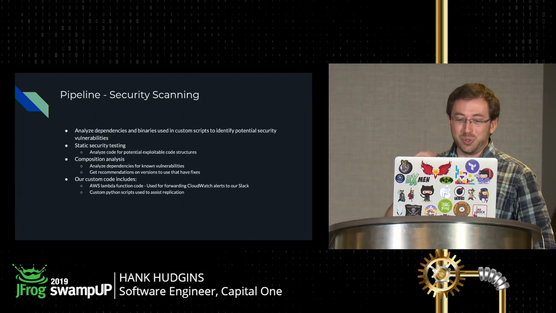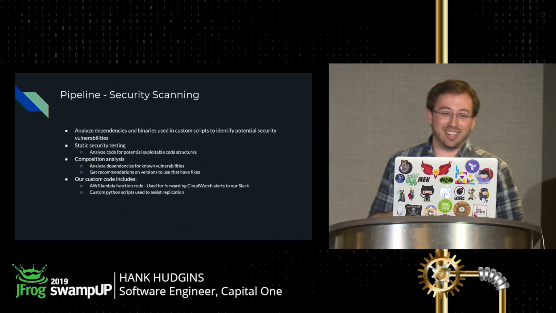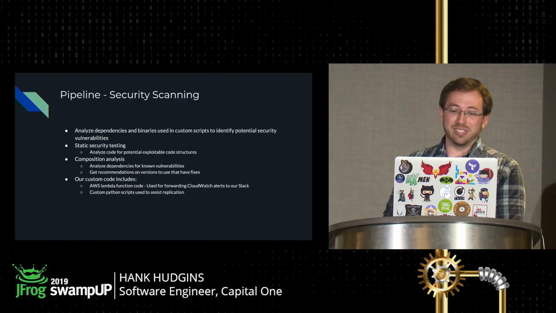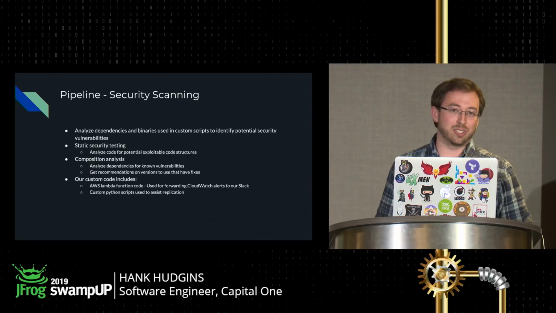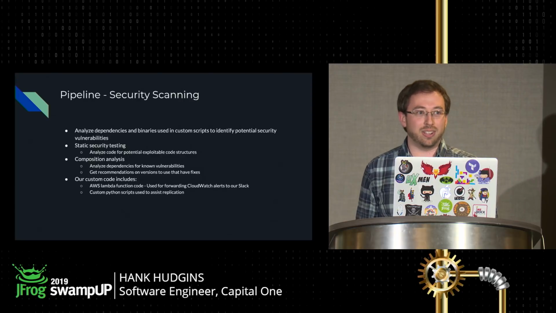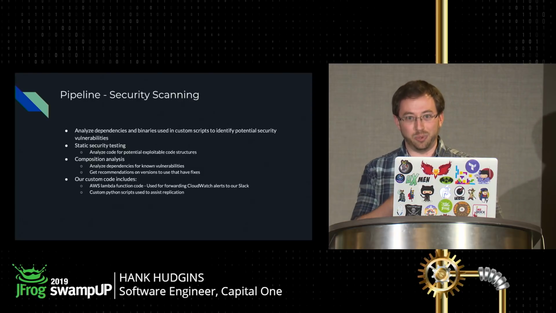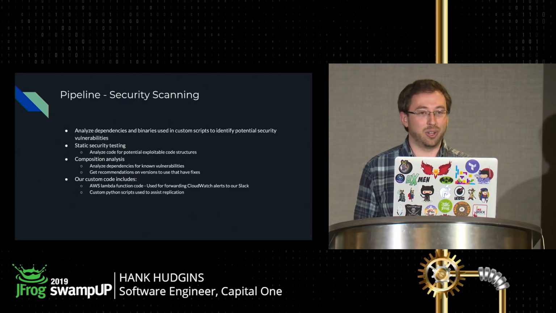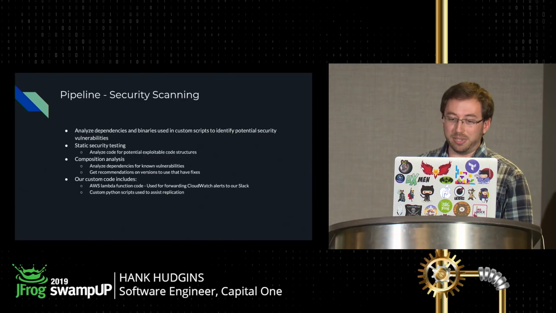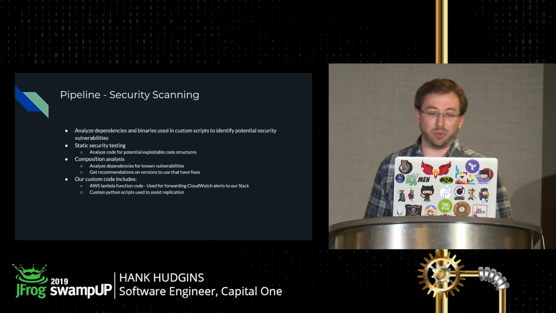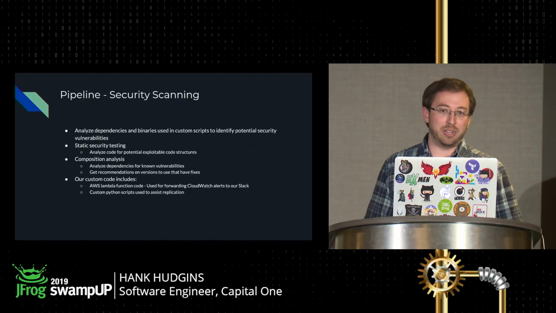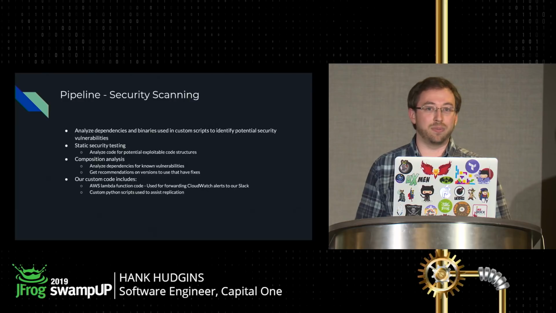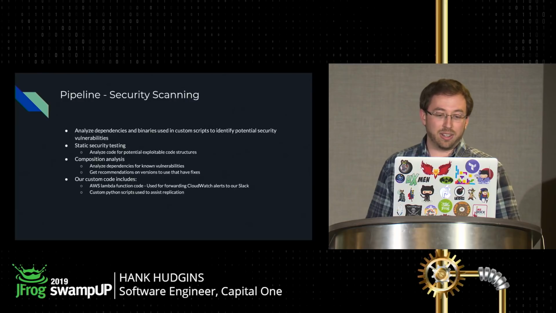We actually have two types of security scanning. Static security testing, which is just analyzing the code for potential exploitable code structures. For instance, if you had some SQL injection potential in there, or cross-site scripting, stuff like that. And then the other type is composition analysis, and this is more what Xray would give you, and that analyzes dependencies for known vulnerabilities and gives recommendations on versions to use that have fixes for those vulnerabilities.